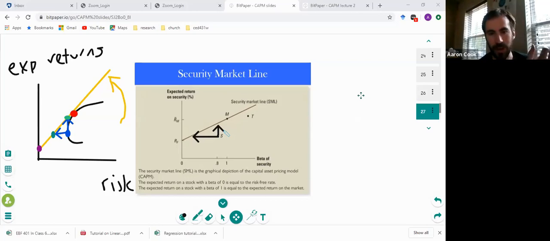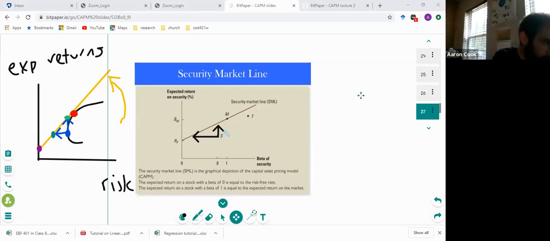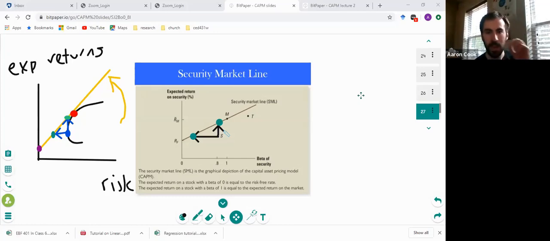What that's going to mean is that nobody is going to demand asset S if they can achieve either of these other risk and return profiles. If they can achieve some other profile by combining the market portfolio with the risk-free rate, they're going to unambiguously prefer that to asset S. So asset S is not going to be in very high demand.